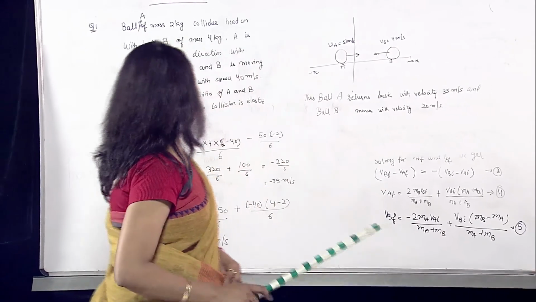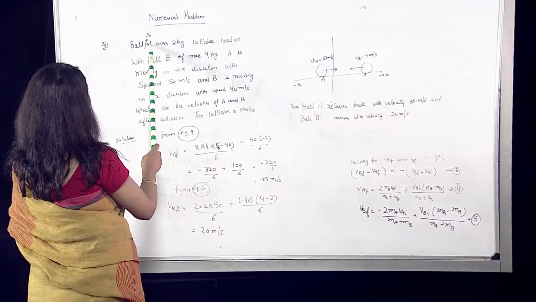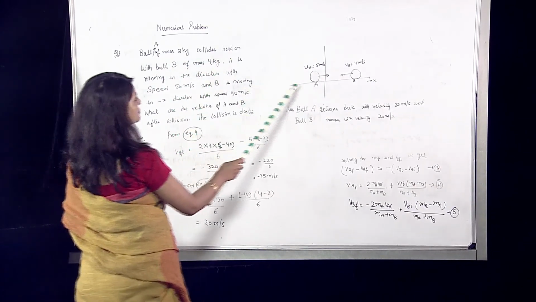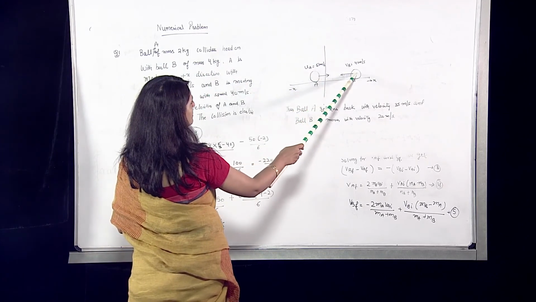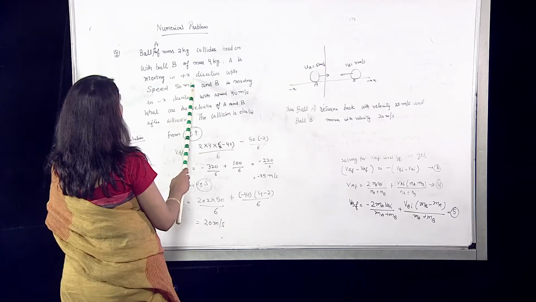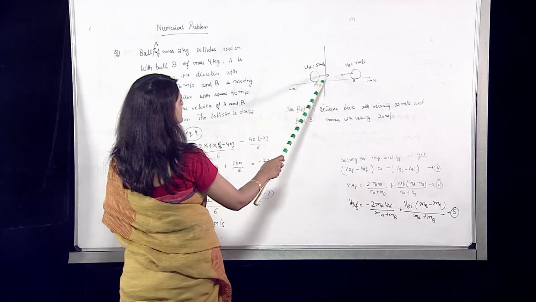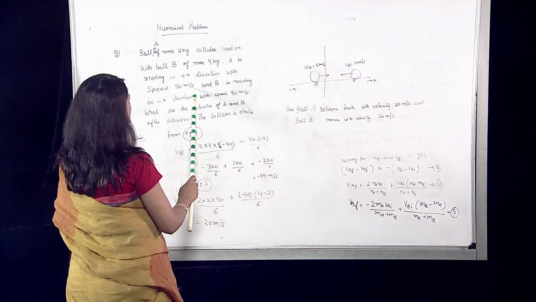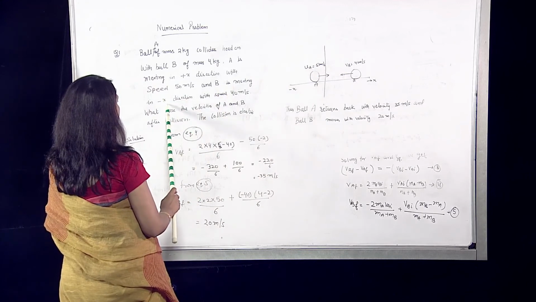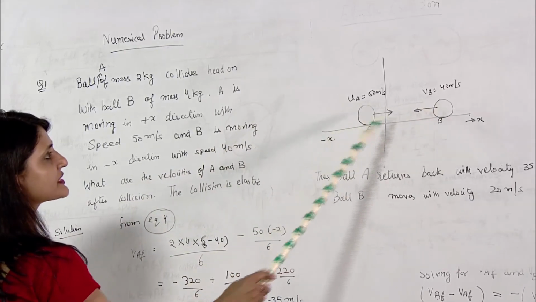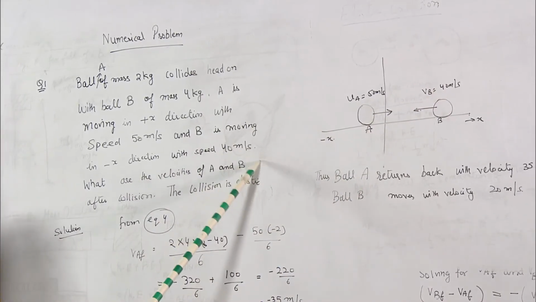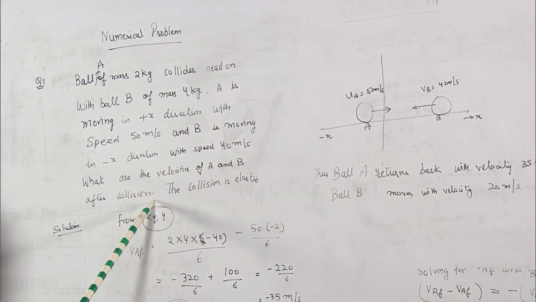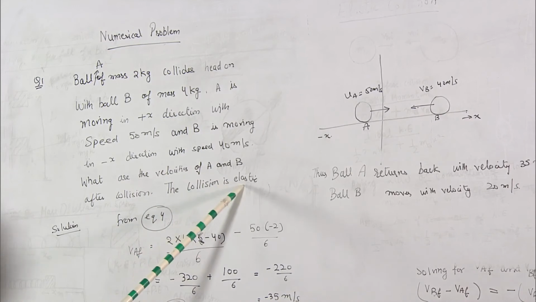Let us say we have a numerical: a ball A of mass 2 kg collides head on with a ball B of mass 4 kg. So, we have ball A colliding with ball B. Now, A is moving in the positive x direction with the velocity 50 meter per second, and B is moving in the negative x direction with the velocity 40 meter per second. What are the velocities of A and B after collision? It is given that the collision is elastic.